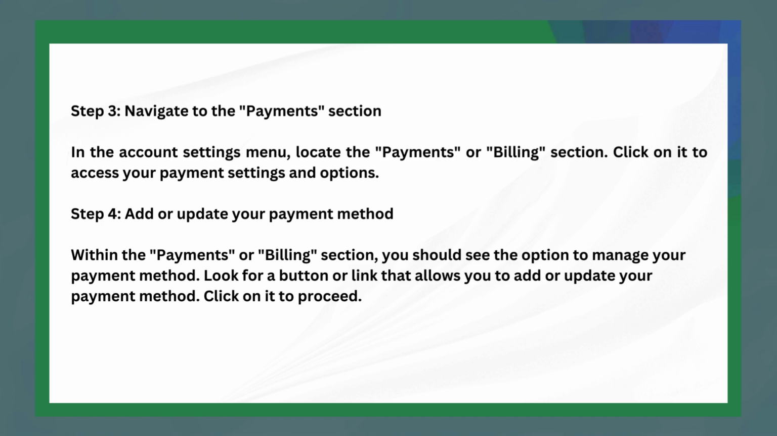The fourth step is to add or update your payment method. So within the payments or billing section, you should see the option to manage your payment method. Look for a button or link that allows you to add or update your payment method. Click on it to proceed.